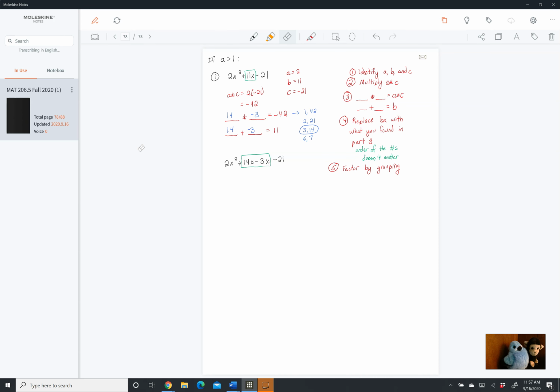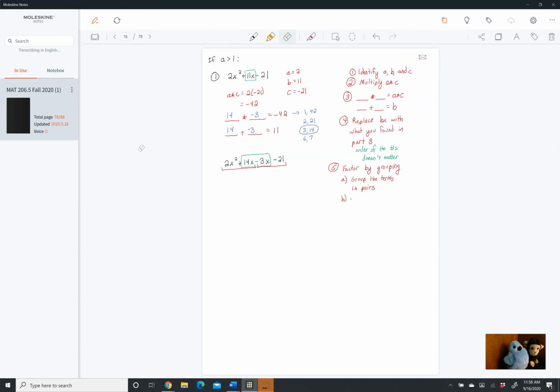So all you're going to do is split your polynomial into two pairs, two terms. You're going to group the terms in pairs. So you have 2x squared plus 14x, and you have negative 3x minus 21.